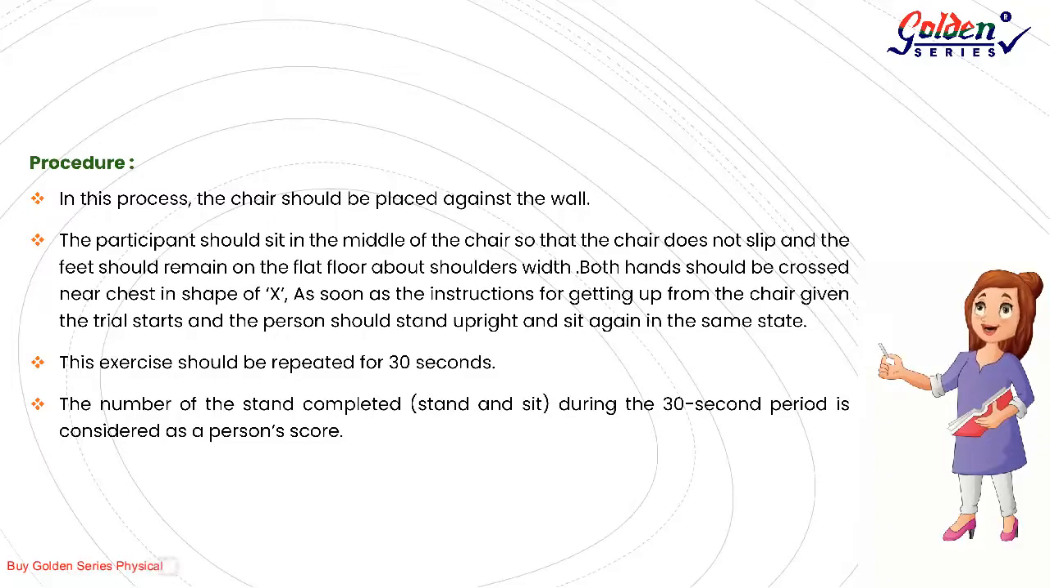Procedure. In this process, the chair should be placed against the wall. The participant should sit in the middle of the chair so that the chair does not slip, and the feet should remain flat on the floor about shoulder width apart, with both hands crossed near the chest in the shape of an X. As soon as the instruction to get up from the chair is given, the trial starts and the person should stand upright and sit again in the same state. This exercise should be repeated for 30 seconds. The number of stands completed, stand and sit, during the 30-second period is considered the person's score.